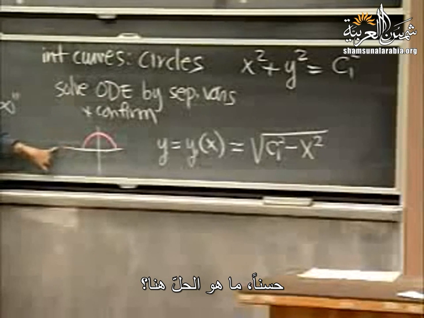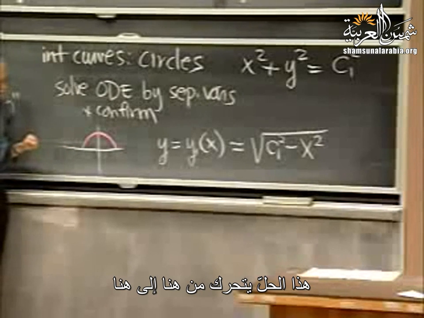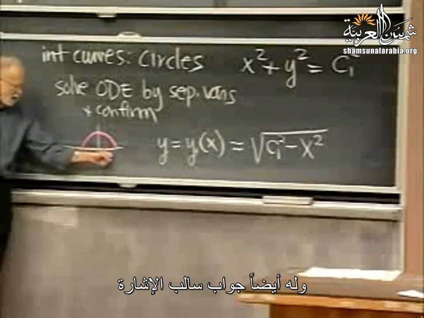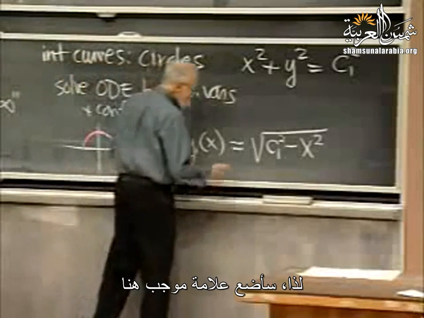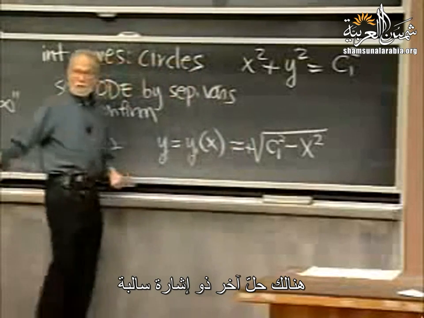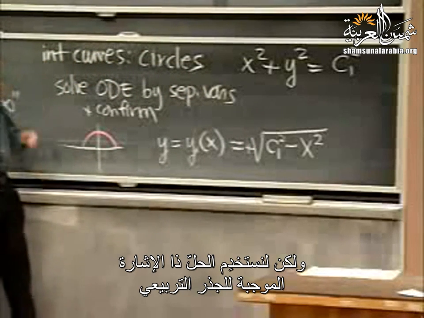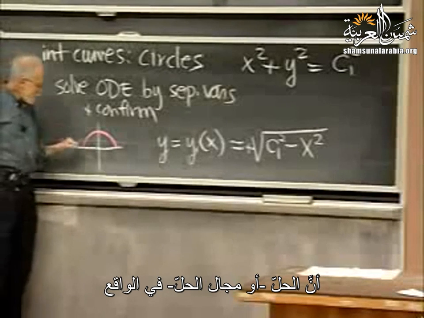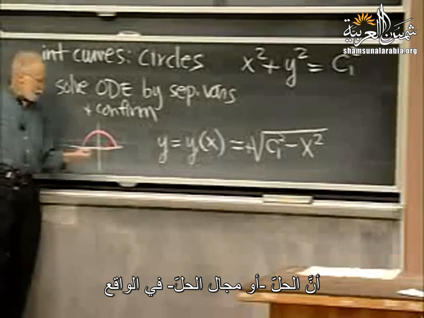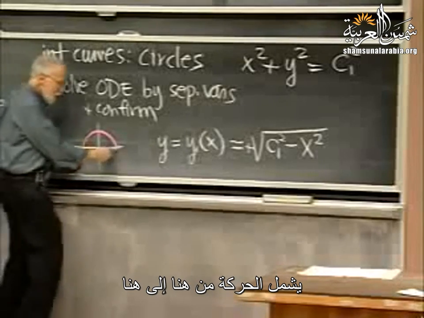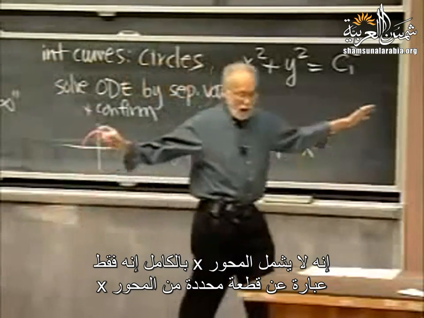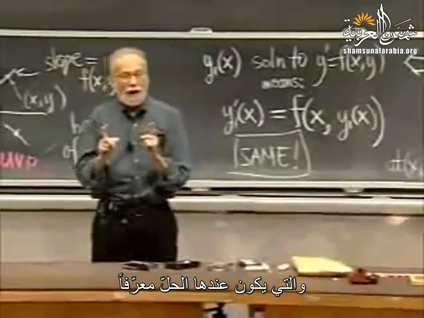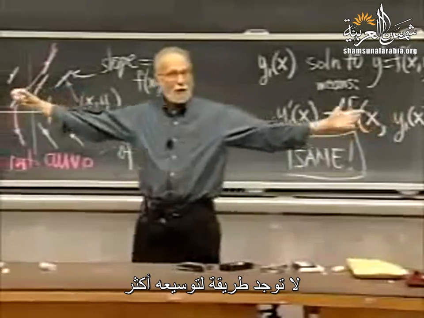Well, what's the solution over here? That one solution only goes from here to here. If you like, it has a negative side to it, so I'll make it plus. There's another solution which has a negative value, but let's use the one with a positive value of the square root. My point is that the domain of that solution really only goes from here to here. It's not the whole x-axis. It's just a limited piece of the x-axis where that solution is defined. There's no way of extending it further.